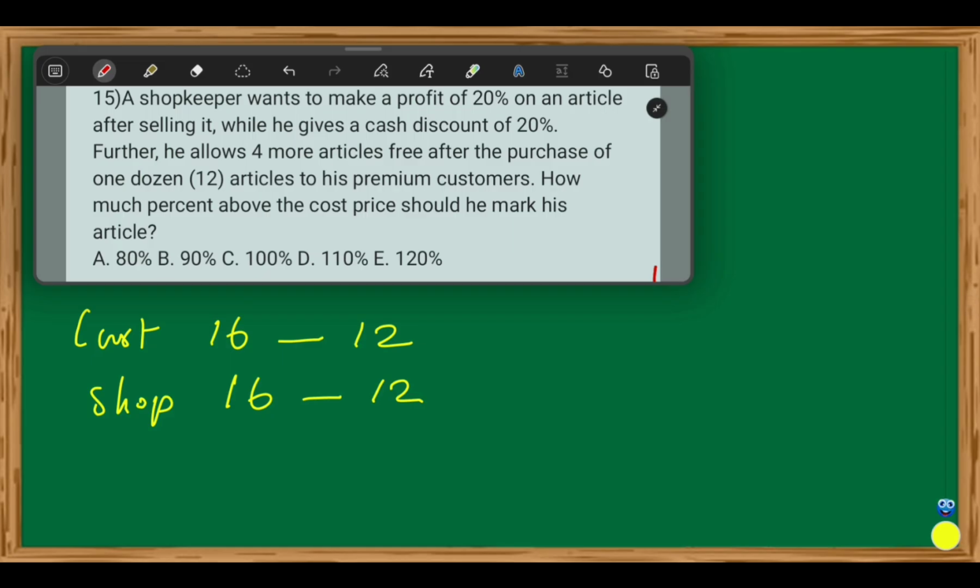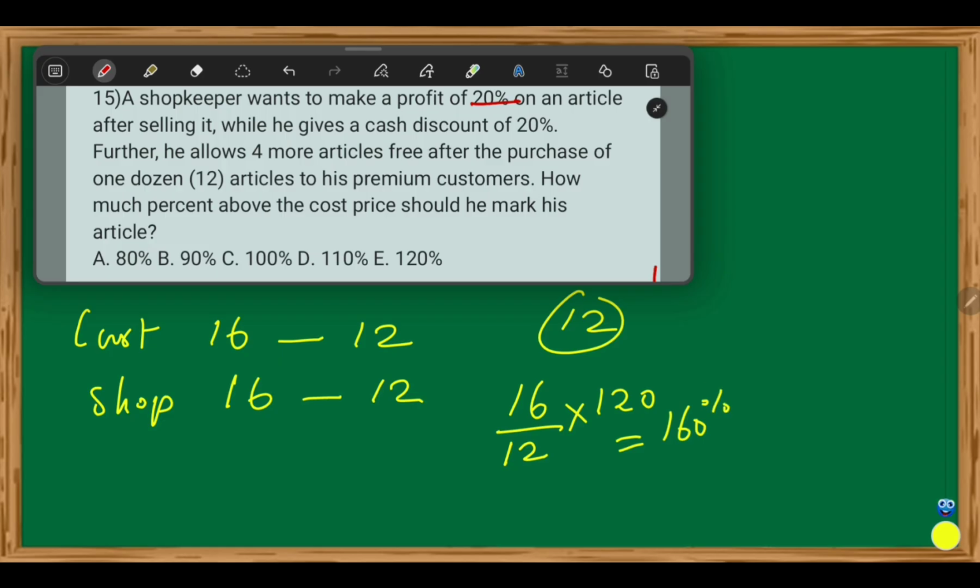Second, the shopkeeper wants an overall profit of 20%, since the amount is collected only for 12 articles. Therefore, the required selling price per paid article is 16 divided by 12 into 120, that's equal to 160%.